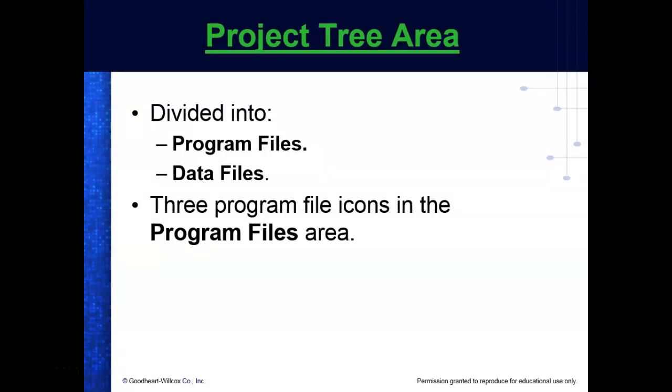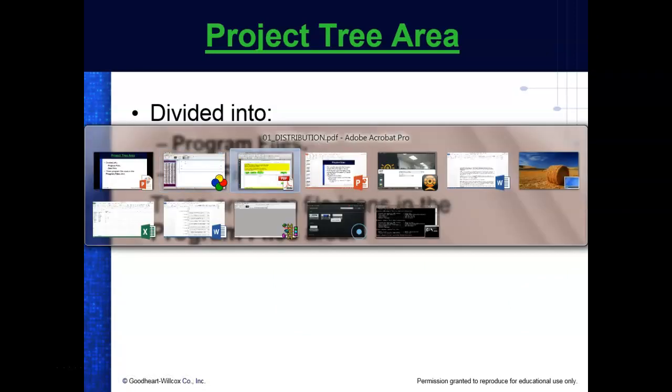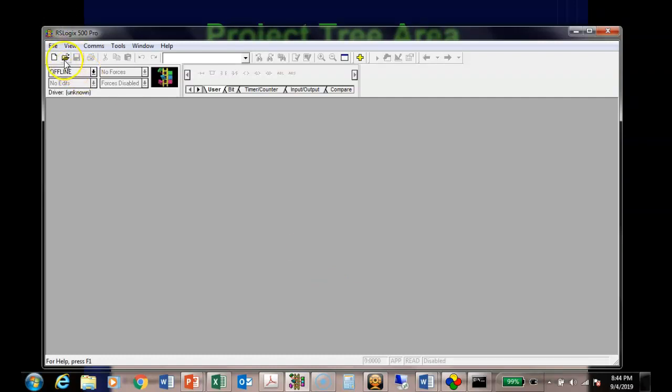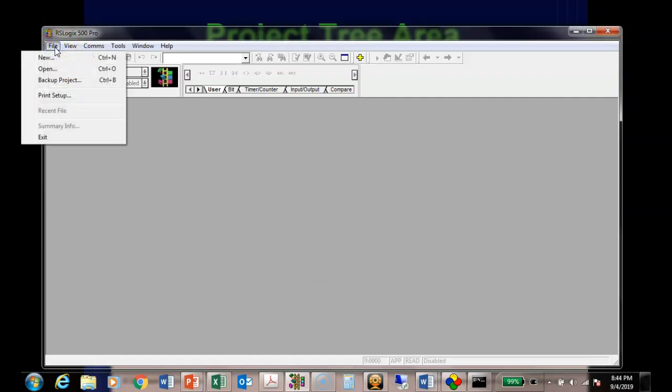So here's the project tree area. The first thing we have up here in our project tree is what we call a program file. So let me bring up this guy, because that one's not quite right. So I'm going to create a new program. What's the first thing I need to do once I create? What's it going to ask me to do?